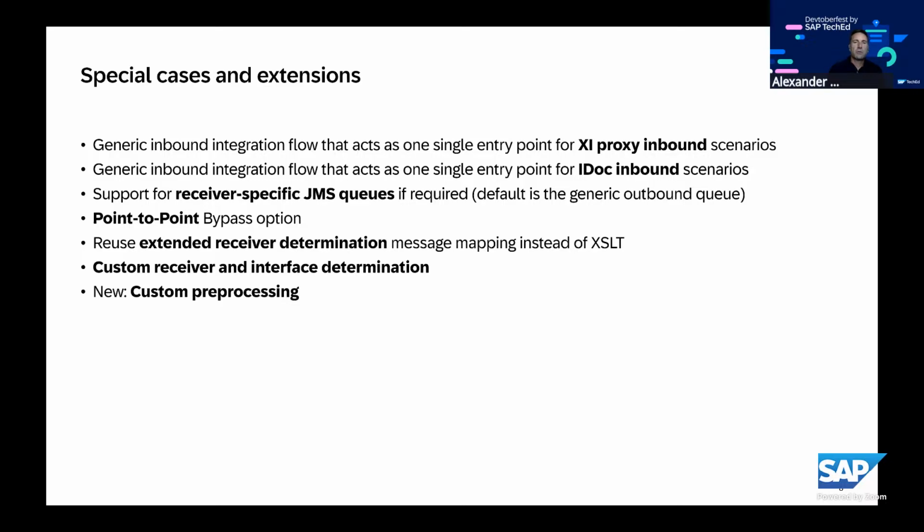And we have a couple of different exits built in that allow you to implement your custom-specific logic, whether it's custom receiver determination, custom interface determination, or custom preprocessing, without changing the generic flows that we provide, right? With this, you're not cut off from any updates. So the approach is that you don't change the generic flows. You deploy them once, then use them across different scenarios and just configure them. The moment you change the generic flows, you're cut off from the updates, right?